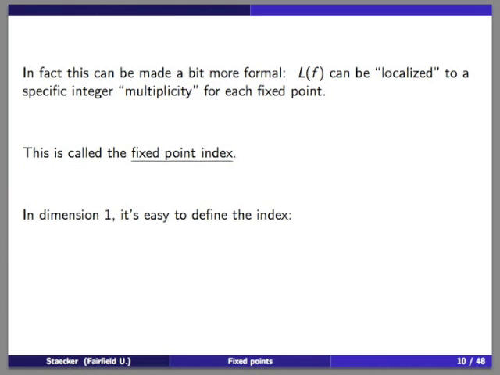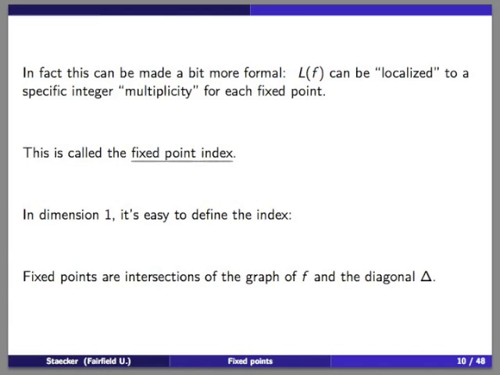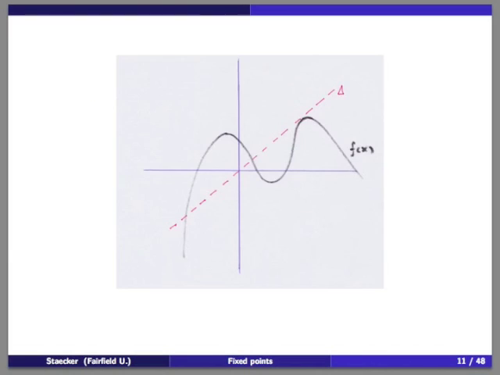In dimension 1, it's easy enough to do the fixed point index. So in dimension 1, in any dimension, the fixed points are intersections of the graph of the function with the diagonal submanifold. Here's a picture. I hope you don't mind my hand-drawn pictures.